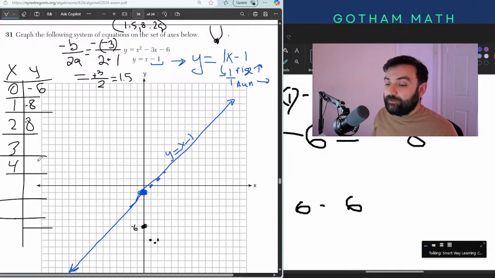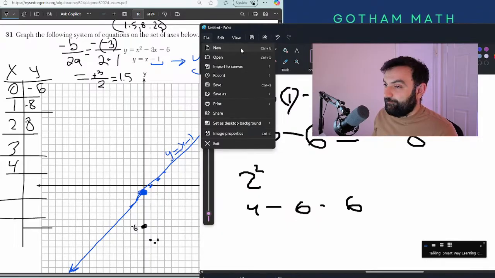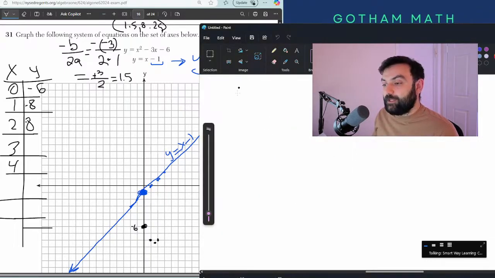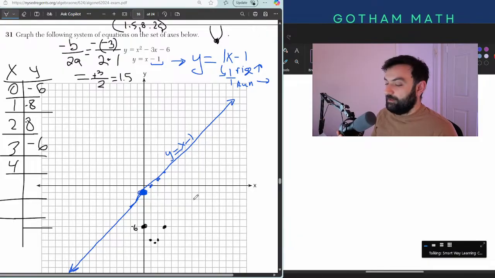And now we can do 3, but actually we don't even have to. Look at this, guys. Since the parabola is symmetrical at its vertex, 3 will have the coordinate negative 6. You can obviously also check that. 3 squared is 9, minus 9 is going to be 0, and then minus 6 is going to be negative 6. And I think, personally, that this is enough to graph a parabola.